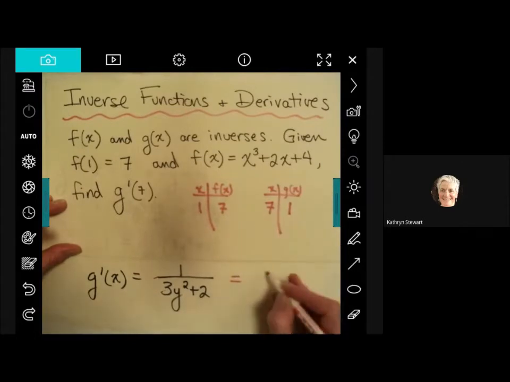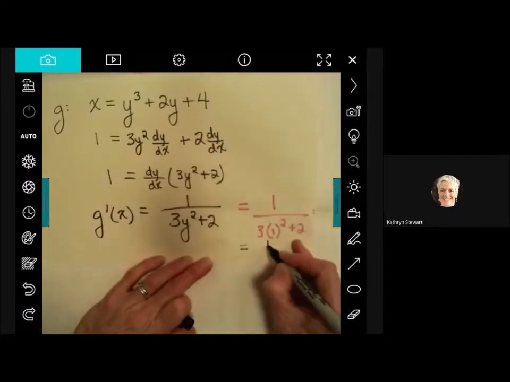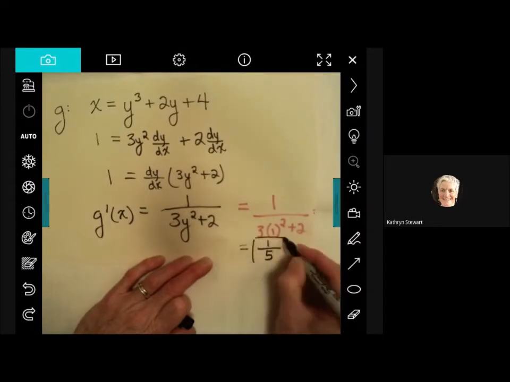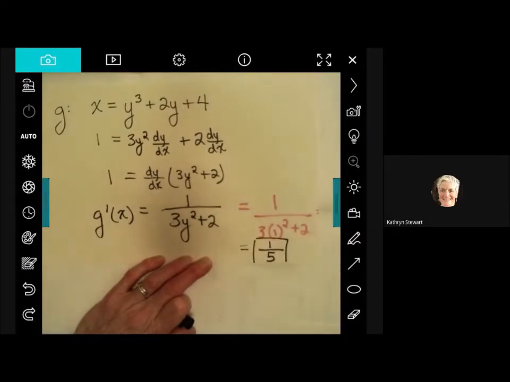So I can finish this problem by plugging in a 1 for my y. And this gives me 1 over 3 plus 2, or 1/5. How cool.